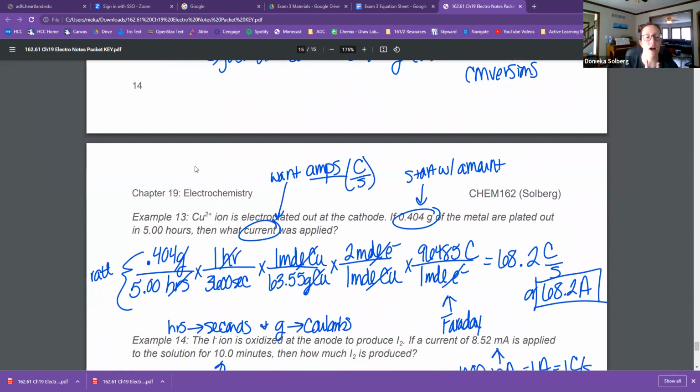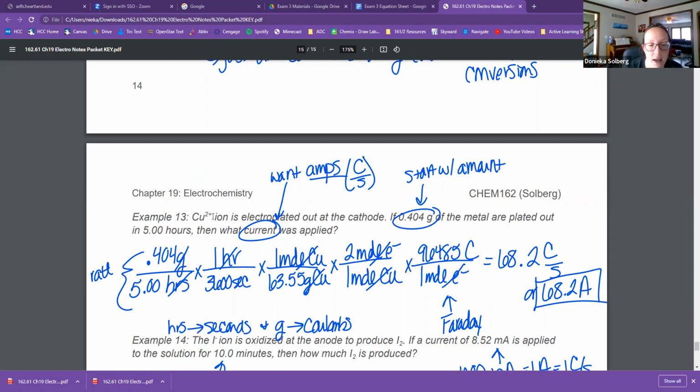So 13 says I've got copper 2+ ions to electroplate out at the cathode. So that means I'm trying to get them to turn into solid copper so I can collect. Okay, so if 0.404 grams of the metal are plated out in 5 hours, so after 5 hours, that's how much I collected, then what current was applied? So what current had I used to do this? All right, so let's break it down.